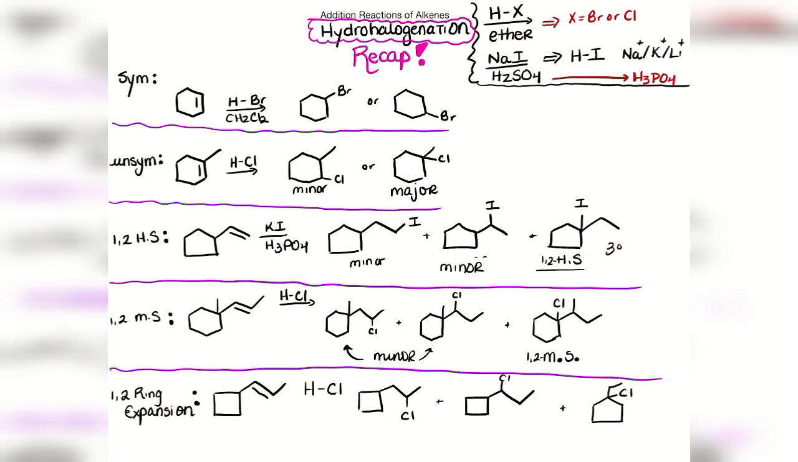And a 1,2 ring expansion, I know it's going to take some practice. Again, we focus on the main two carbons, and those would be our two answers that we see. And then with the ring expansion, when we go back to the mechanism, we recognize how the ring expansion occurs. That would give us the final product.